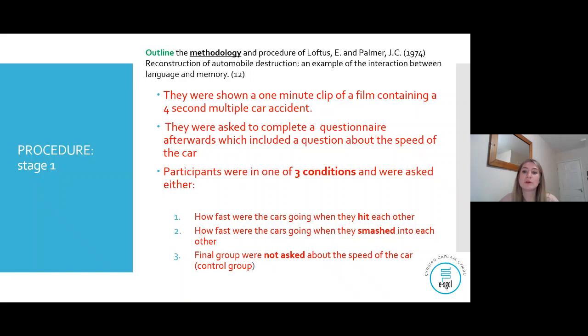They were then shown a 1-minute clip of a film containing a 4-second multiple car accident. They were asked to complete a questionnaire afterwards, which included a question about the speed of the car. Participants were in one of 3 conditions this time, and they were asked either how fast were the cars going when they hit, how fast were the cars going when they smashed, and the final group were not asked about the speed of the car. So she had an extra little control group within this second experiment.